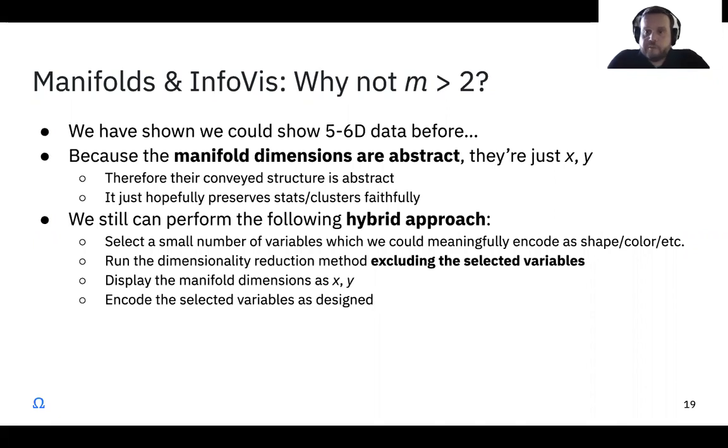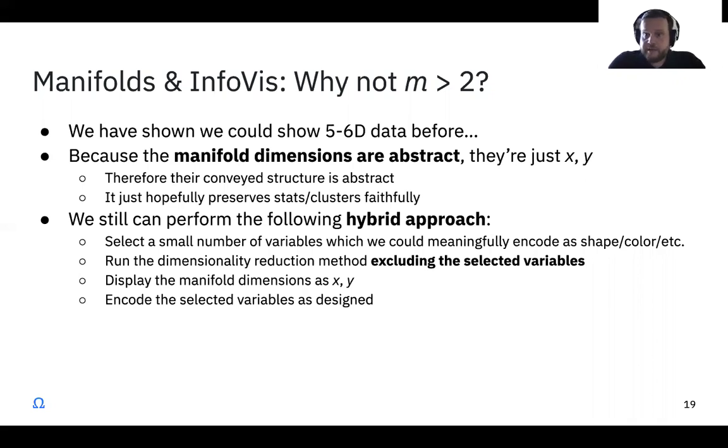So the first question that you might want to ask is, okay, so why not m greater than 2? Because we have shown that we could show 5 to 6D data before. So why don't we just get a manifold of m equals 5 and then encode the third manifold dimension as color, the fourth as shape, or something like that? Well, and that's the catch.